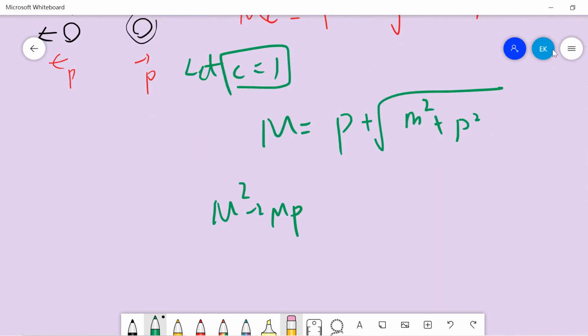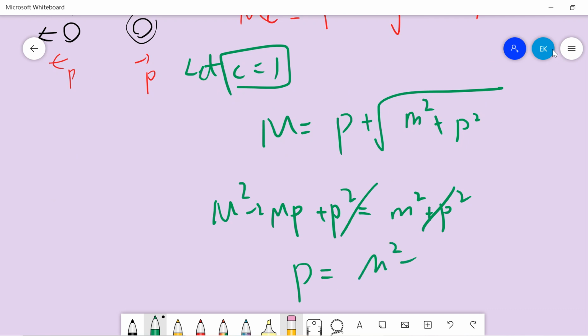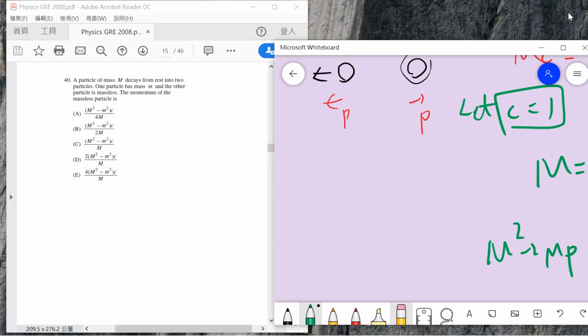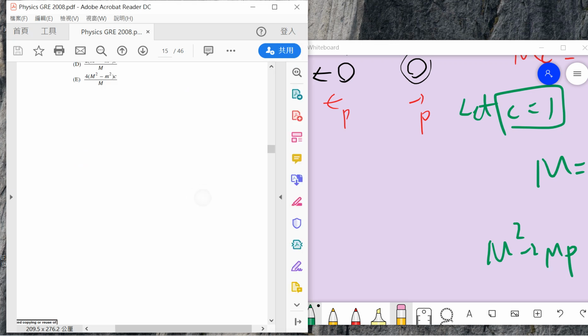So we move p to the other side and then square it, and we cancel terms. We get p = (M^2 - m^2) / 2M. So the answer is B. Nice shot.